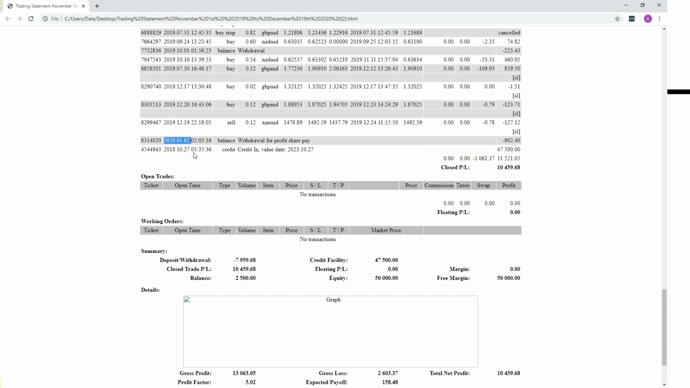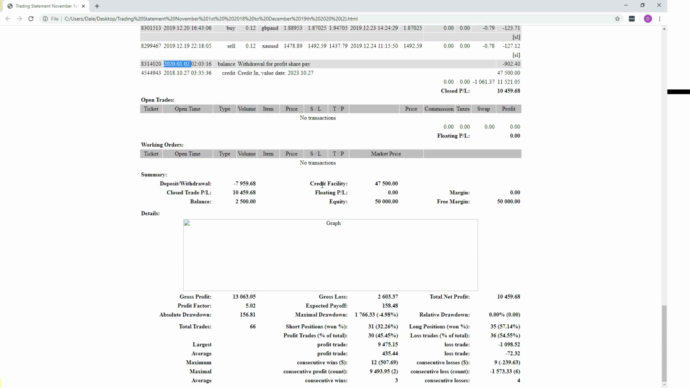Okay. What I want to show you now is really how to analyze a trading statement, because people will say, you'll notice on this account, actually, the return I've made on it is 502% over that 14 months, and I need to explain how that's been done.